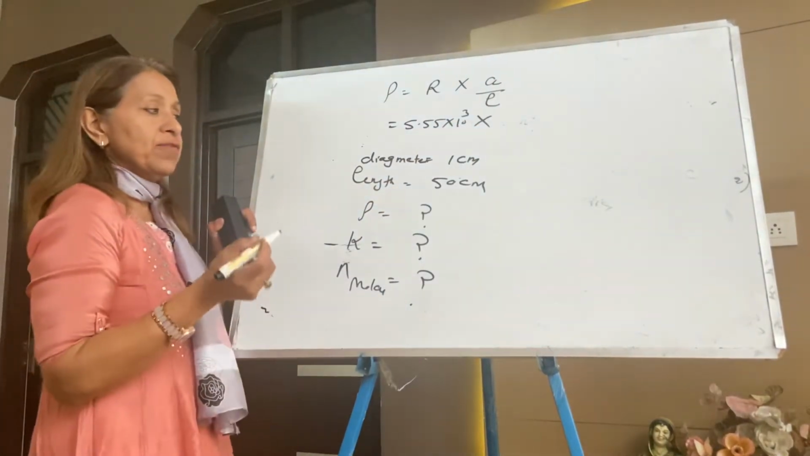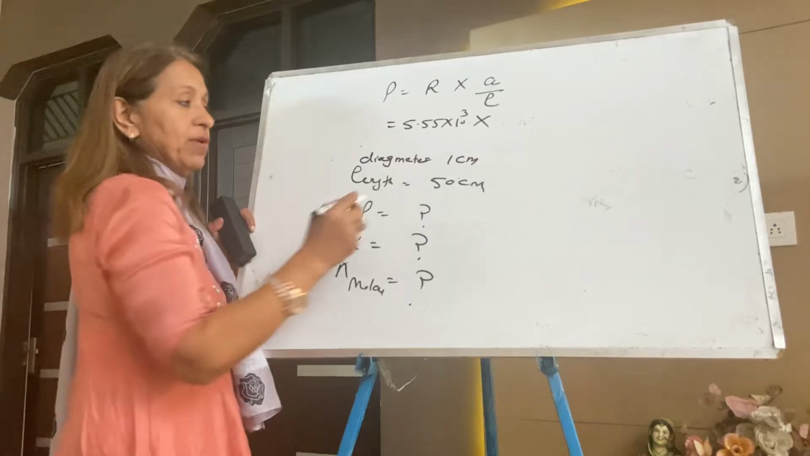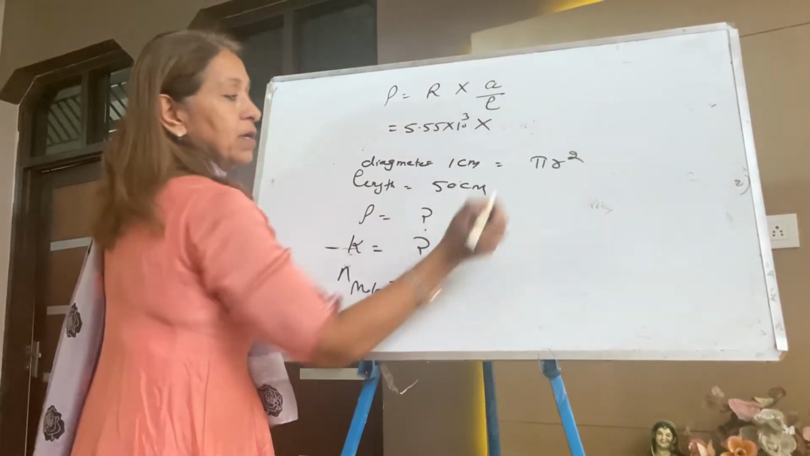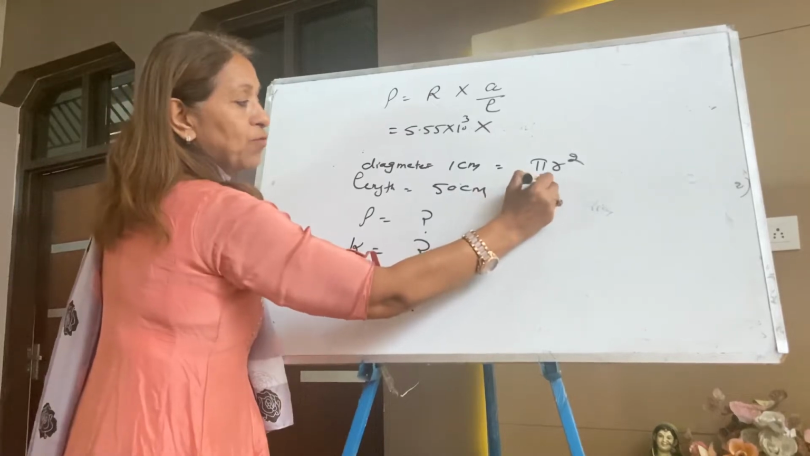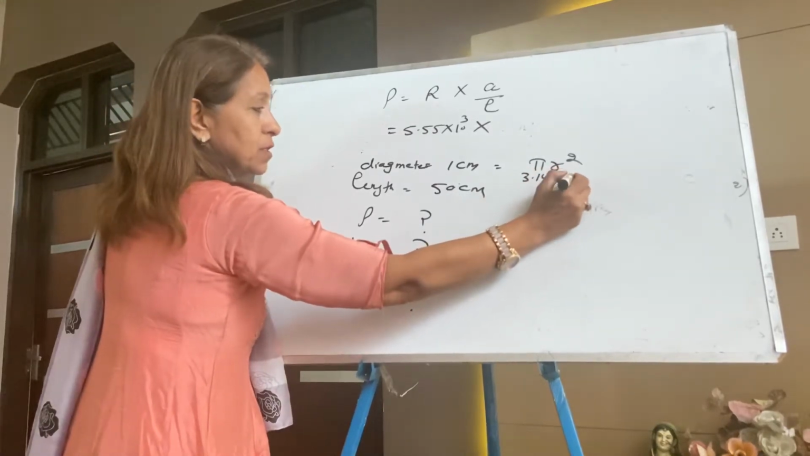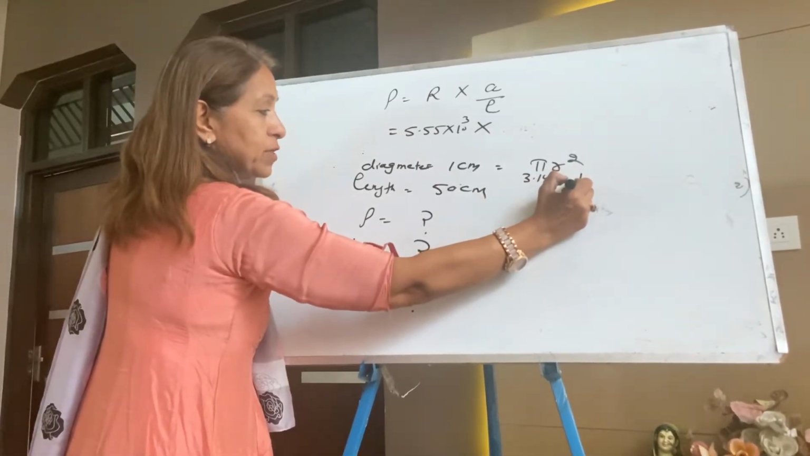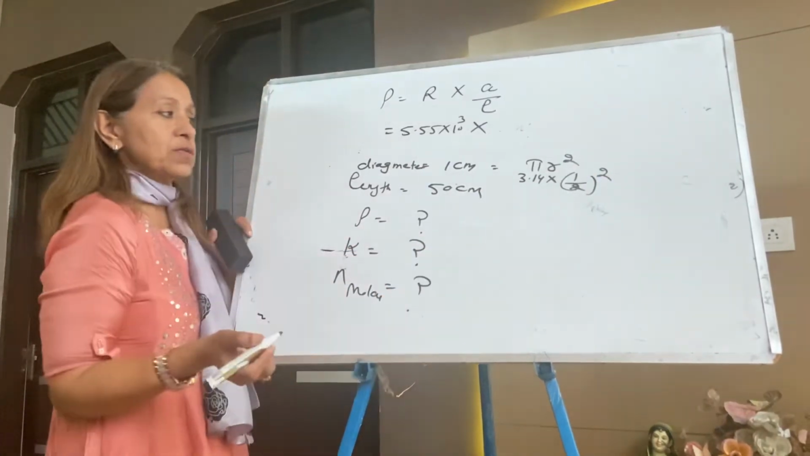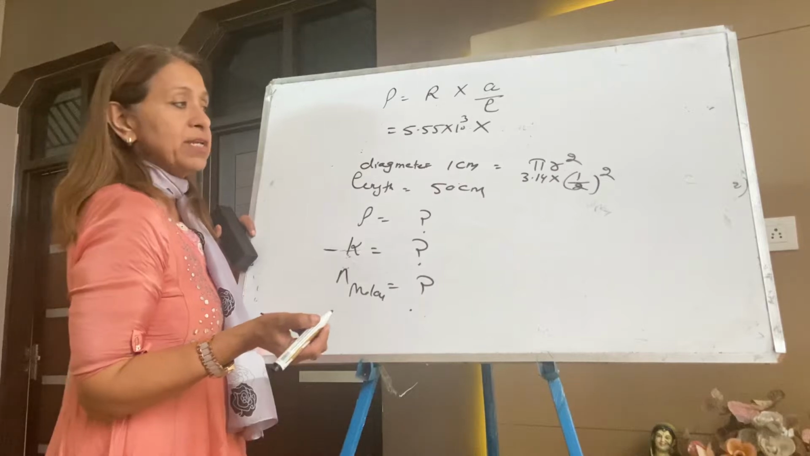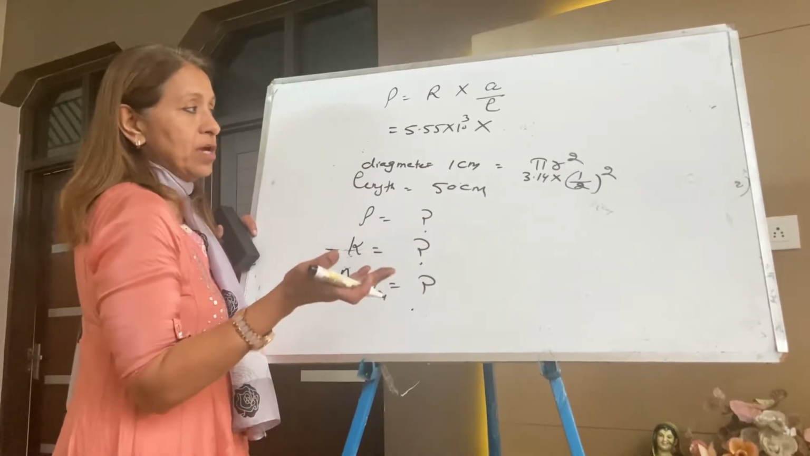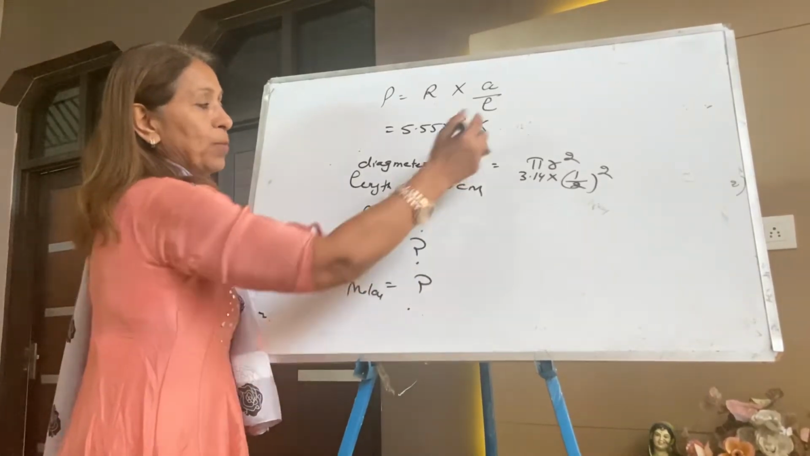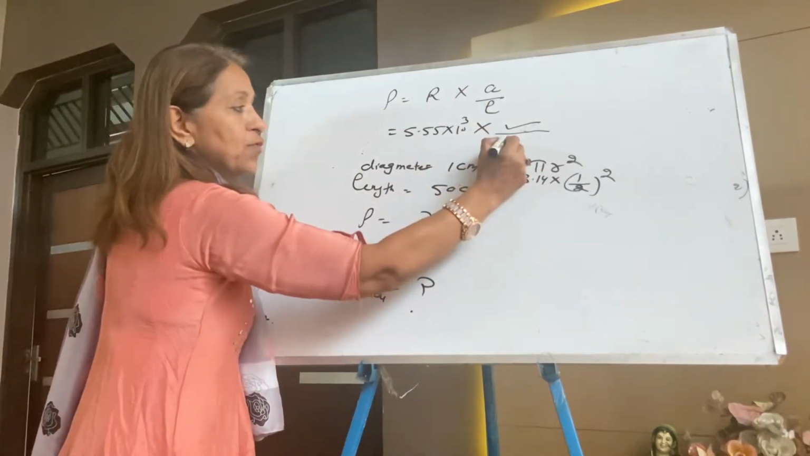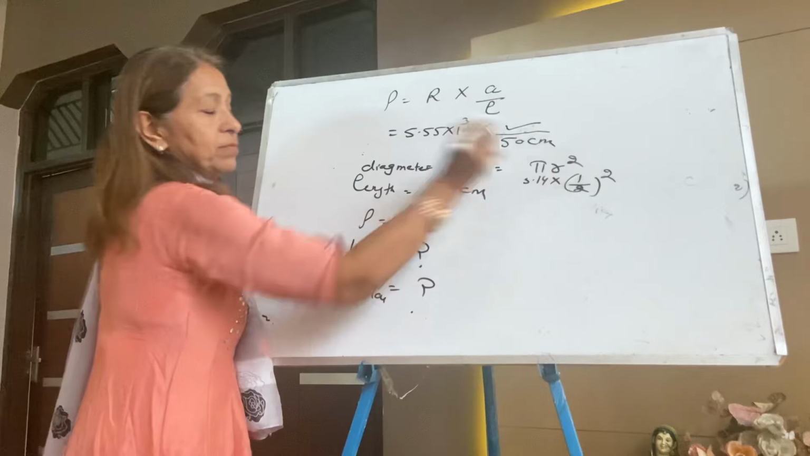Area is not given because the diameter is given. You will apply area is pi r square. Pi is 3.14. Radius is half of your diameter, that is 1 by 2 of the scale. So this is your radius, 1 centimeter, half the scale. Whatever answer comes, you will put here as area. And length is given, length is 50 centimeter.